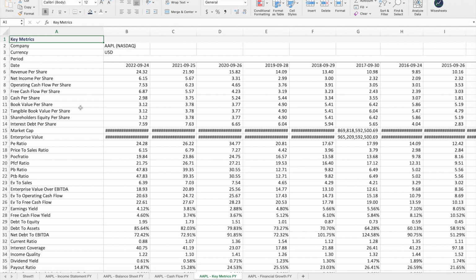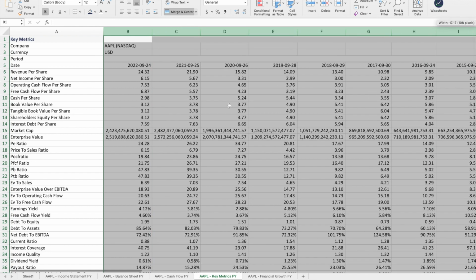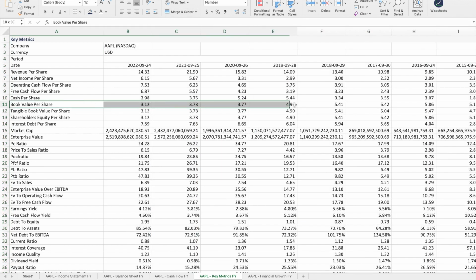you can see right here that we have the book value per share of the company. So here you can see that it's exactly the same. Obviously, there's some rounding applied, but here it's 3.12.